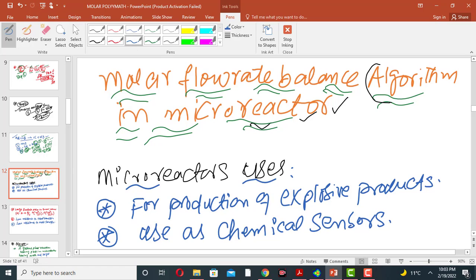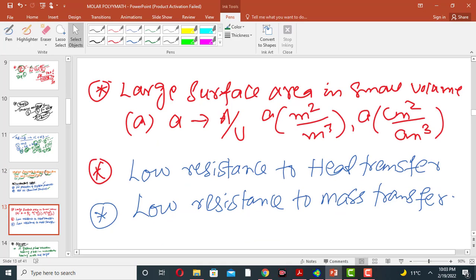Microreactors are very important and nowadays they are used in various chemical industries. These microreactors are used for the production of explosive products. We can also use them as a chemical sensor. Similarly, when a large surface area is required in a small volume, then in that case we also use the microreactor, because a microreactor provides a large area in a small volume.